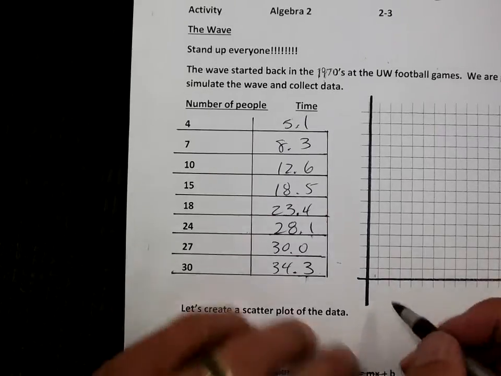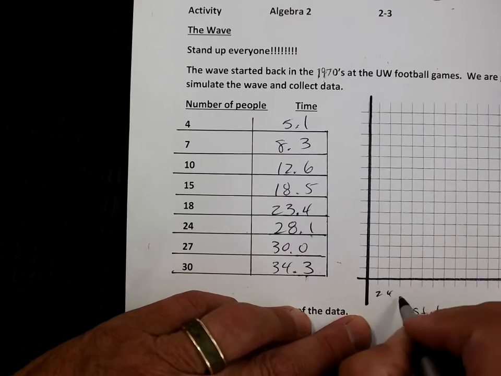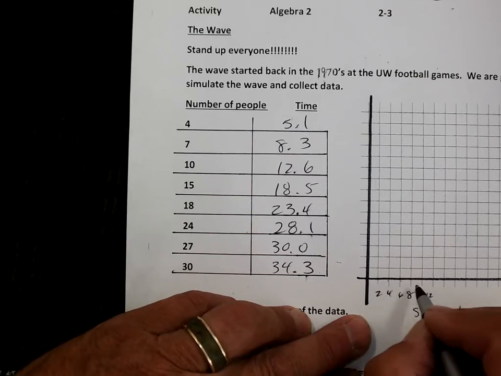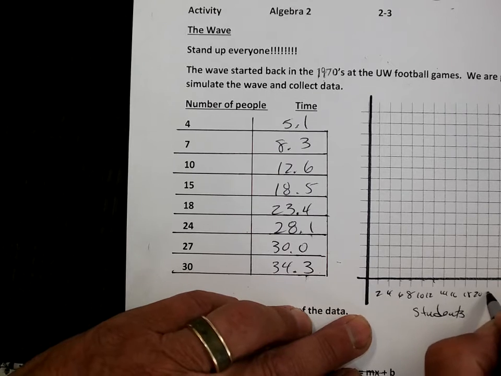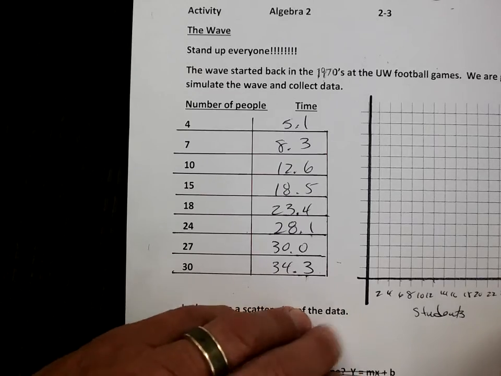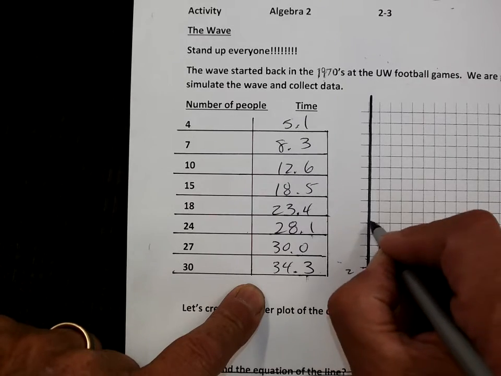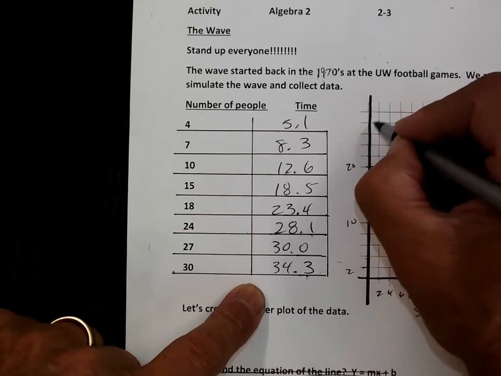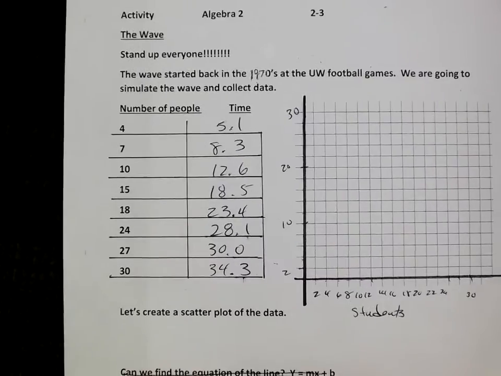Let me go 2, 4. This is students. 2, 4, 6, 8, 10, 12, 14, 16, 18, 20, 22, 24, 26, 28, and there's my 30. I'll do the same thing on the other axis: 2, 4, 6, up to 28, and there's 30. And I'll squish the points in. So let's do a real quick scatter plot.